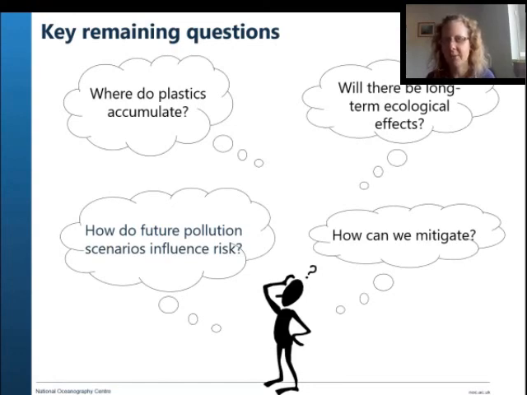And then finally, how can we mitigate? So we need to think of ways in which we can begin to solve this problem. And a few solutions have been proposed today in terms of biodegradable plastics and banning certain products like single-use carrier bags. But we need to have a much bigger think about how we can tackle this problem.